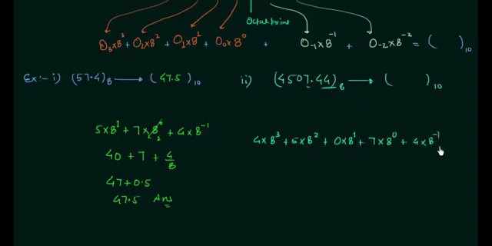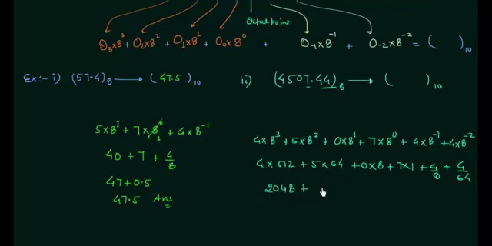4 multiplied by 8 raised to power minus 1 plus 4 multiplied by 8 raised to power minus 2. Now we will solve this. 8 raised to power 3 is 512. So 4 multiplied by 512, 5 multiplied by 64 plus 0 multiplied by 8 plus 7 multiplied by 1 plus 4 by 8 plus 4 by 64. 4 multiplied by 512 is 2048. 5 multiplied by 64 is 320. 0 multiplied by 8 is 0. 7 multiplied by 1 is 7.